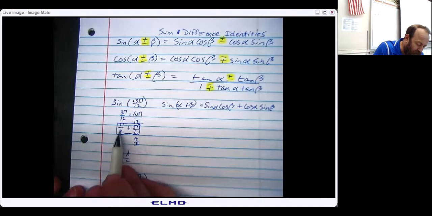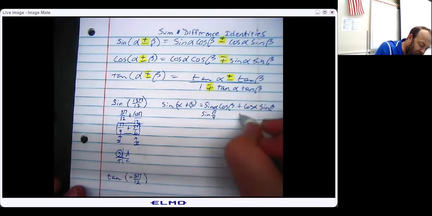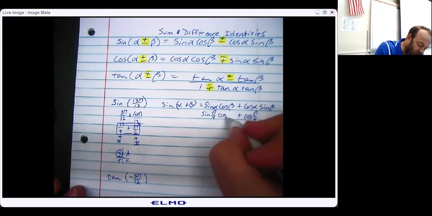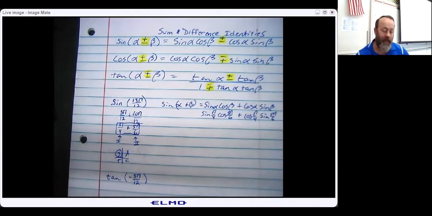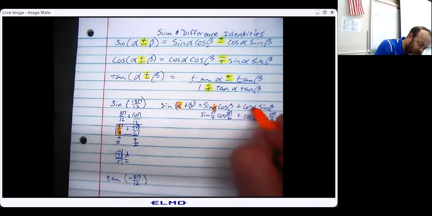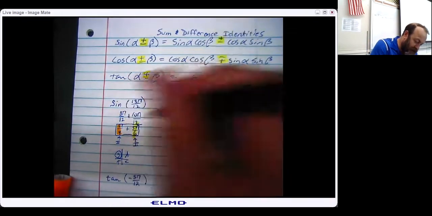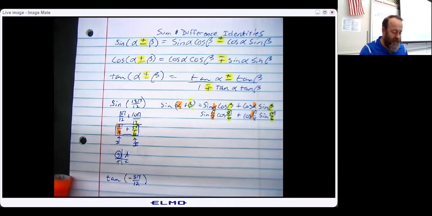And all of my alphas, I'm going to be using pi over 4. So it's a sine of pi over 4 here, and it's a cosine of pi over 4 here. And my betas are going to be 5 pi over 6. So again, in both situations, we've got that. Notice here's alpha, and beta would be this one right here. Beta is going to be my 5 pi over 6. So that's beta, that's beta, that's beta. And that's how I'm going to play the game.